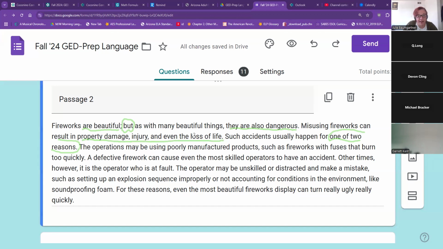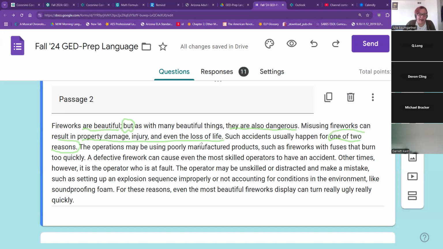So that would be our effects, fireworks, and the reasons that they are, or the ways they can be misused, right? And so we have kind of two causes or two reasons, right? And we should always connect reasons and causes, and effects go with results, okay?